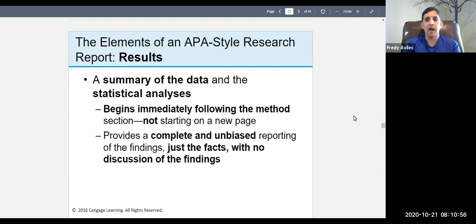You don't say, this shows that participants really were aggressive, and this might be because they were angry. You don't explain anything here. You just present the data, okay? And I'll show you guys an example in a moment. Actually, I already have, but I'm gonna show you that same example again. We'll talk about it a little bit more. You don't interpret, you don't guess about what's going on. You just present the results.